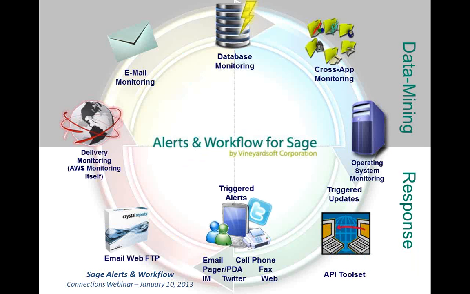So the entire picture of Sage Alerts and Workflow looks like the following. The top half, as you can see, are those sources of data that can be monitored, from application databases like your Sage ERP application to incoming email, etc. The bottom half of this illustration shows the manners by which Alerts and Workflow can respond: triggering alerts down at the bottom center, automatically generating and delivering relevant forms, documents, and reports, or executing triggered updates or workflow.